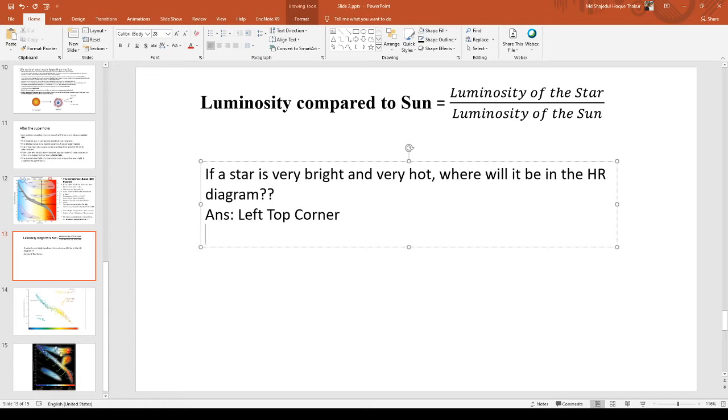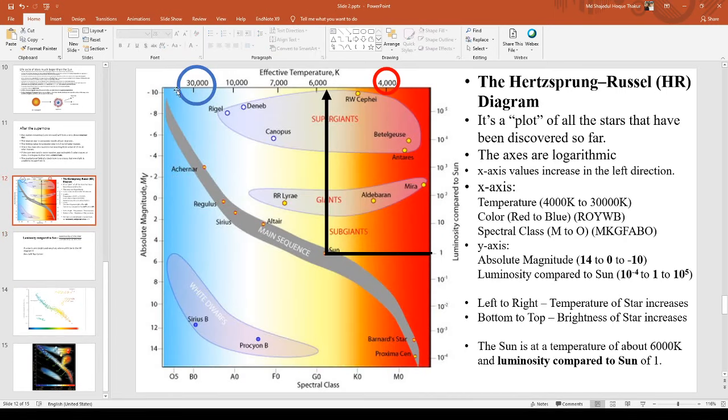Okay, both of you said left side and blue area. Left side and blue area, fine. Left side, blue area, but where? Bottom or top?